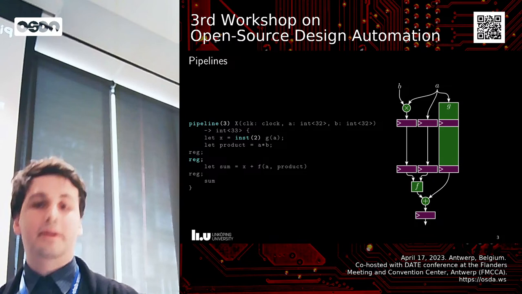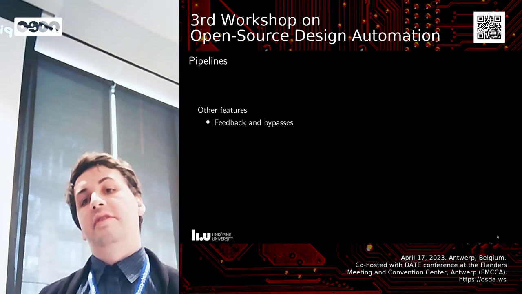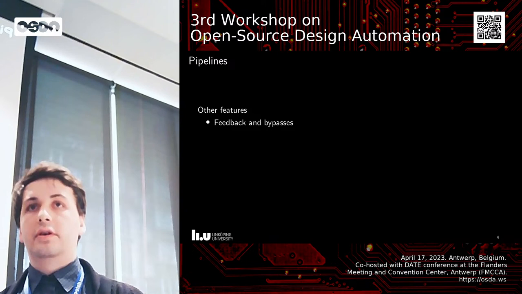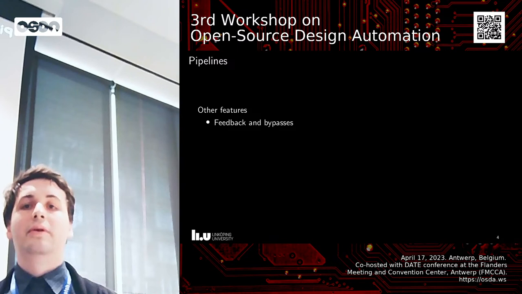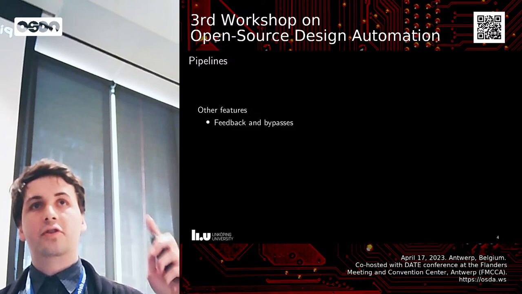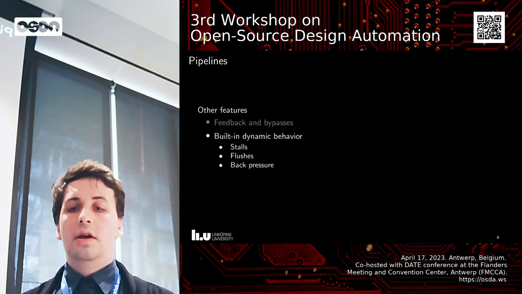This pipelining feature has a few more things that I don't have time to go into. You can do feedback and bypasses. You can say, I want to refer to the value of this register two cycles ago, or the value as it appears two stages below me, for example. This is very useful if you're doing something like a processor, where you have a register file that sort of feeds back on itself.